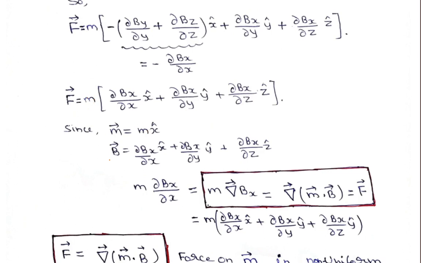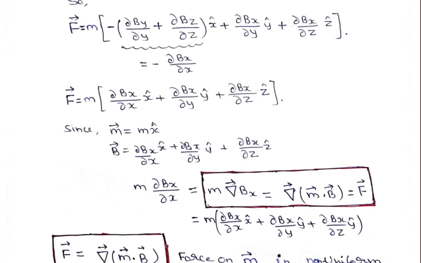And the B vector, what we have written, is del Bx upon del x, x unit vector, plus del Bx upon del y, y unit vector, plus del Bx upon del z, z unit vector. So let us say I have just written the B components. Now if you multiply this m, the magnetic dipole moment in x direction, with del B, this is x unit vector, this is y unit vector, and this is z unit vector.